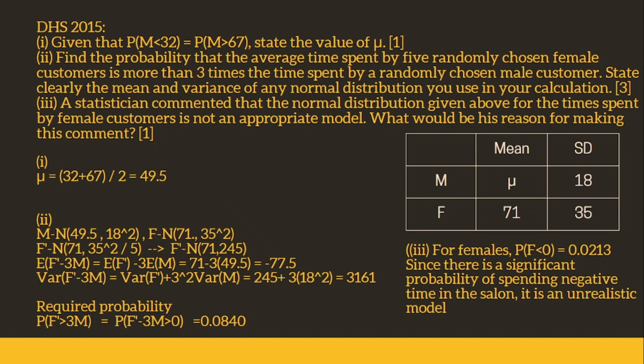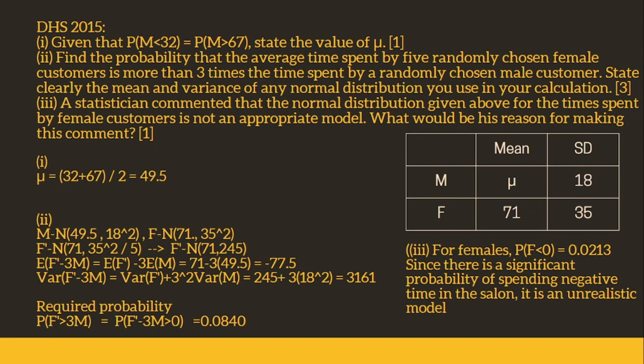So the expected value in this case will be just 71 minus 3 times the expected value of M. So minus 3 times 49.5, giving minus 77.5. And the variance will be the variance of F prime plus 3 squared times the variance of M.